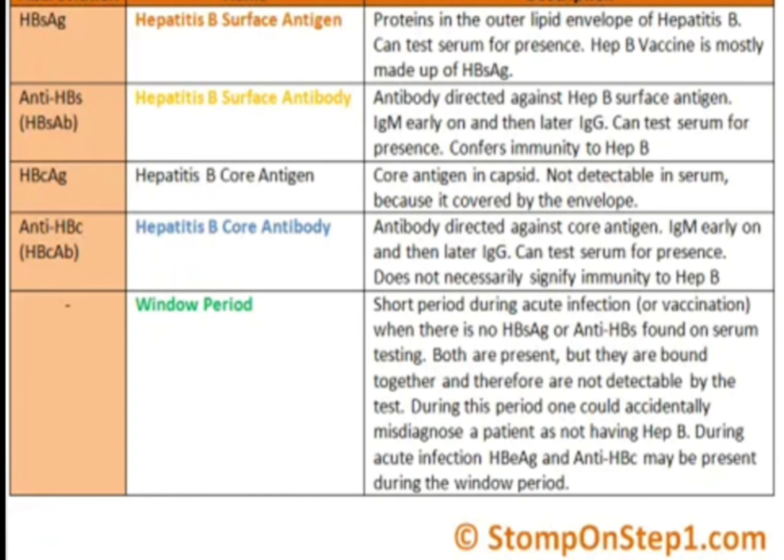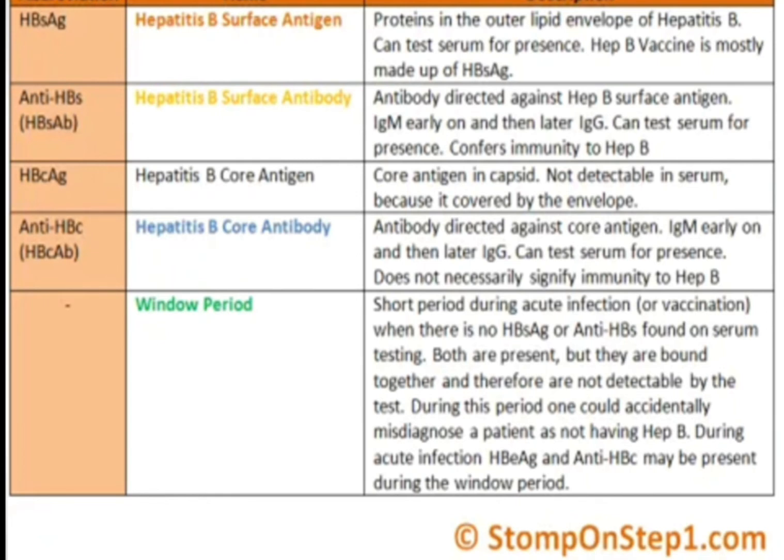So hepatitis B surface antigen, this is a protein in the outer lipid envelope of hepatitis B. You can test serum for its presence. Hepatitis B vaccine is mostly made up of hepatitis B surface antigen. Anti-HBs, hepatitis B surface antibody, is antibody directed against hepatitis B surface antigen. IgM early on and then later IgG. You can test serum for the presence, and it confers immunity to hepatitis B.